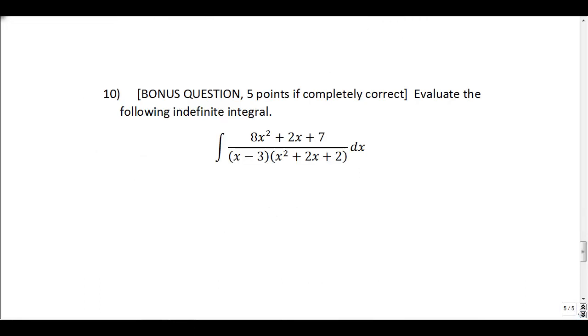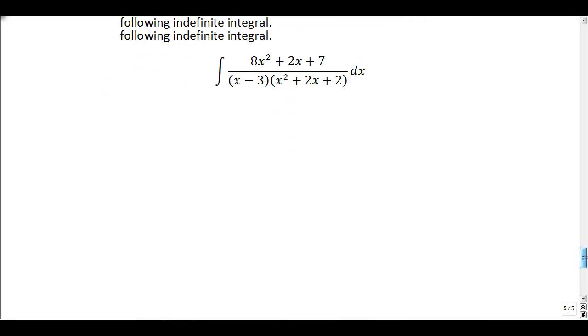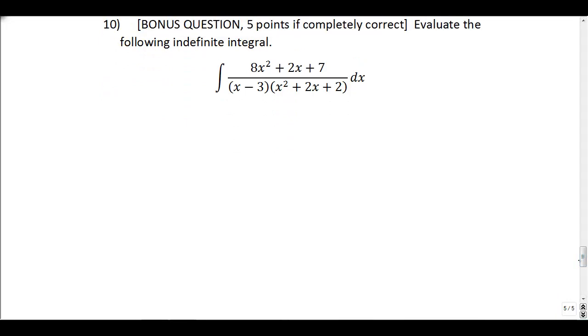Okay, last one I want to talk about is a bonus question. I don't think anyone got this completely. I think we had a couple people I gave some points to here. One got really close with one little error. But here's our bonus question. This will take some work, but it's nice to see how these work out sometimes.